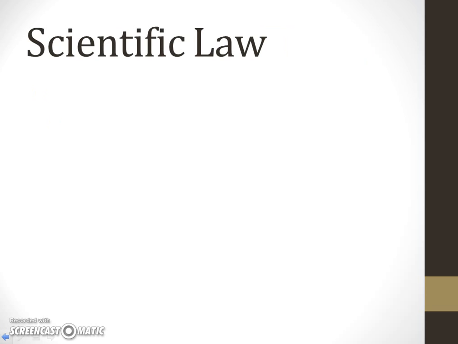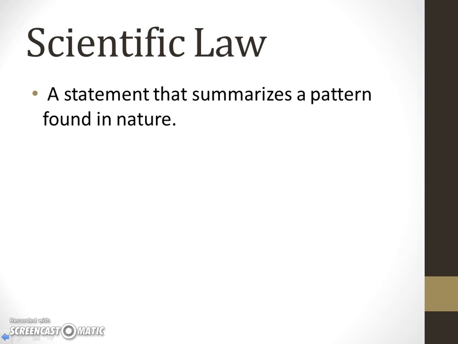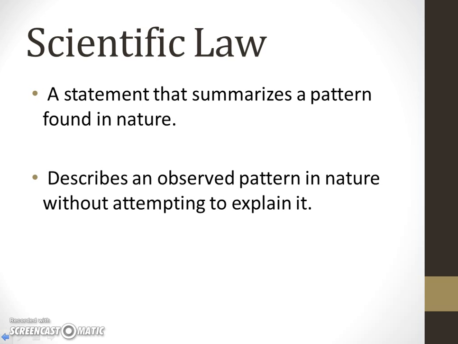Now, there is a difference between what we call a theory and what we call a law. A theory is the explanation, so why it happens. A scientific law is just a statement of what is happening. For example, the law of gravity states that there is a gravitational field pulling you toward the Earth. It doesn't tell you why, but it tells you that there is, and that's okay.